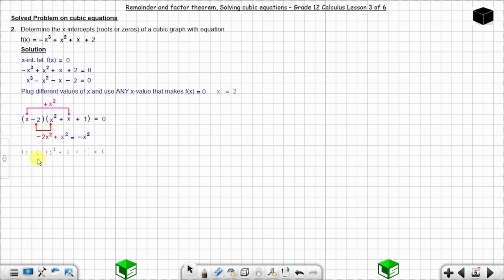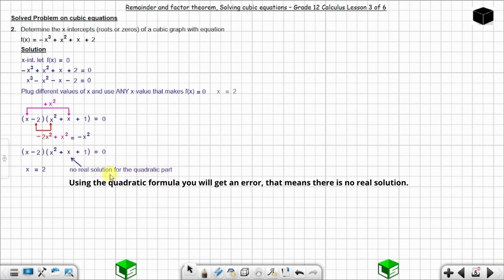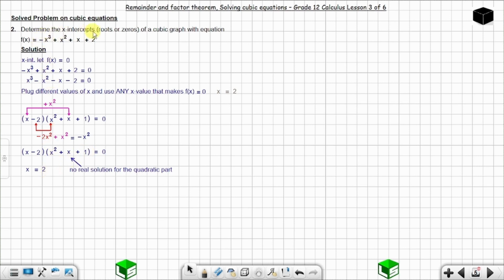From this, x is equal to 2, and this cannot be factorized. So this quadratic part has no real solution. You can try to use the quadratic formula, and you're going to see that you have no real solution for this part. So when you try to sketch this graph, you're going to have a graph cutting the x-axis only at one point, which is 2.